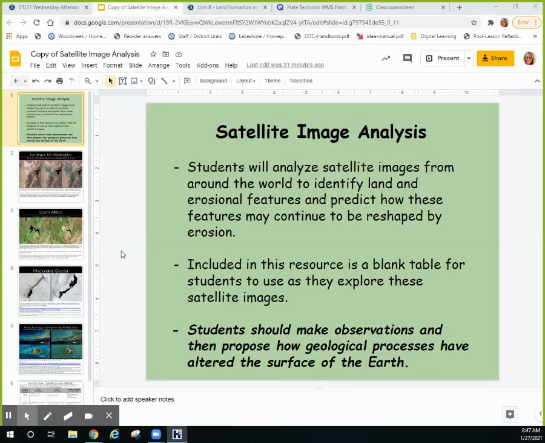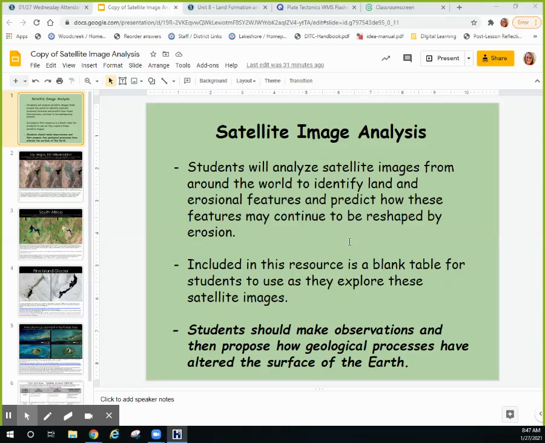Okay, so today we are going to practice analyzing satellite images again. The instructions say students will analyze satellite images from around the world to identify land and erosional features to predict how these features may continue to be reshaped by erosion. So we're focusing on what erosion does to land.